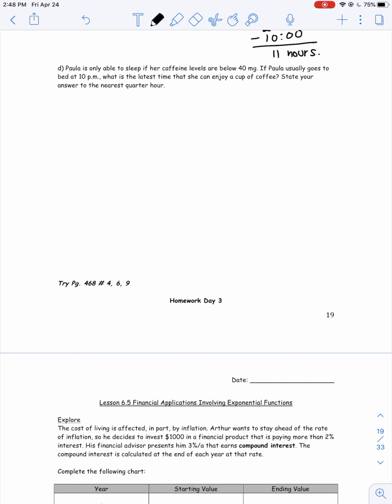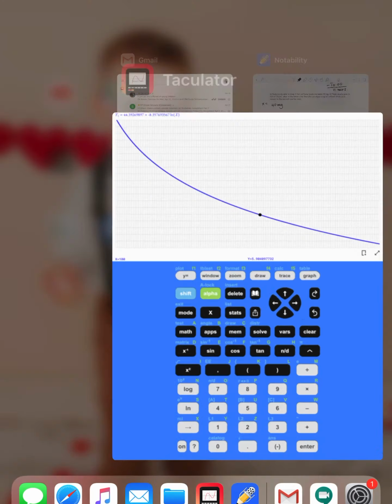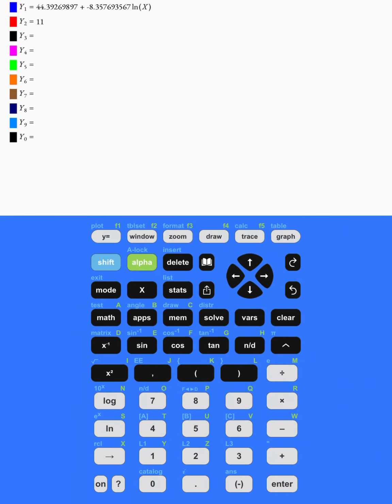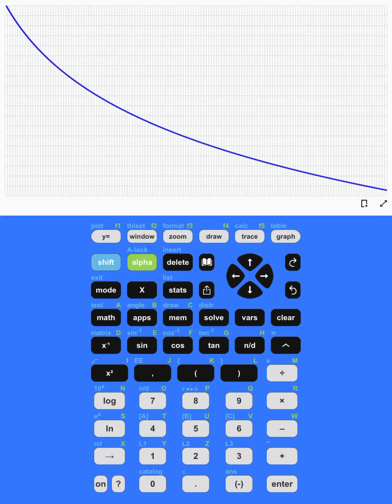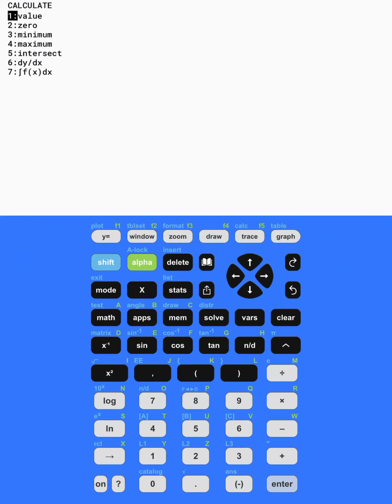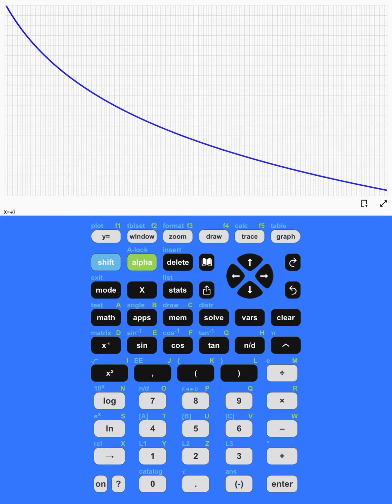Okay, so first we need to figure out how many hours it will take for her to process 40 milligrams. They're giving us 40 milligrams, which is an x coordinate. So we're going to go to our graphing calculator. We're going to go to y equals first and remove that 11 because that's from the previous question. We're going to graph it. And what you're going to do is press trace 40 enter.